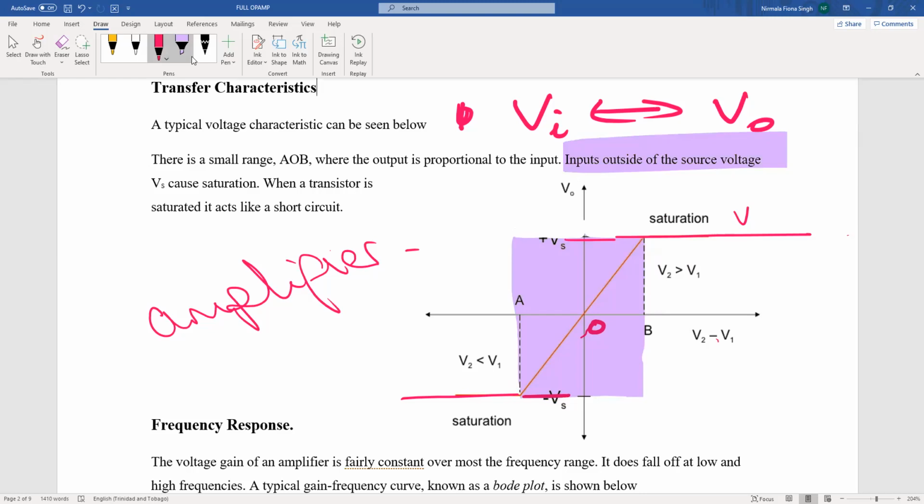And let's read what's happening here. Inputs outside of the source voltage, Vs, cause saturation. And when a transistor, which is what an operational amplifier is made up of, many transistors, is saturated, it acts like a short circuit. What is a short circuit again?